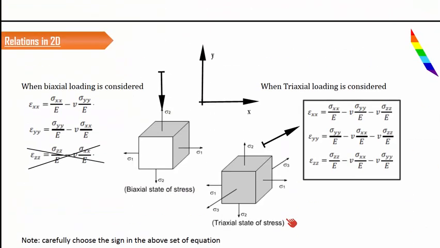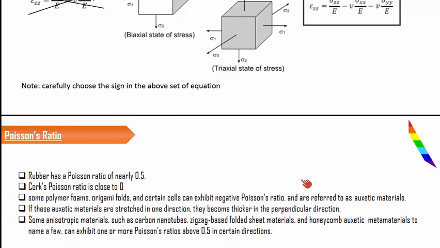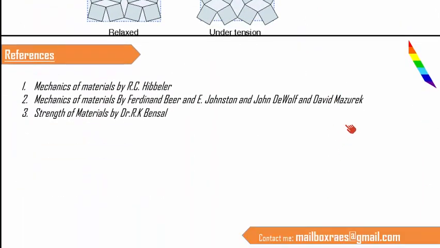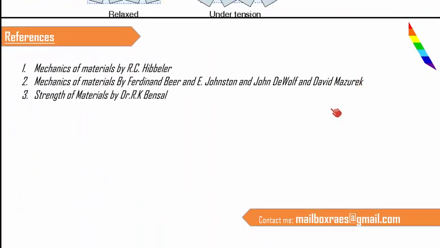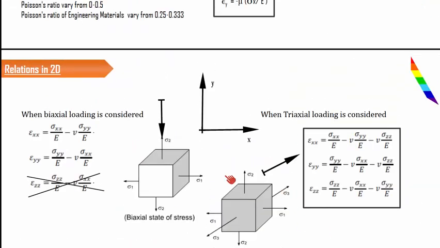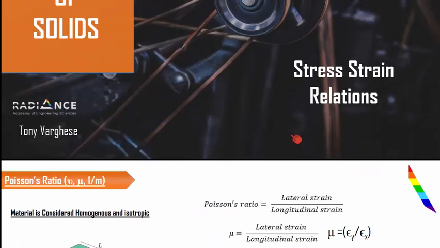And more important is the relationship in 2-dimension and 3-dimension. Here you have to pay more attention in writing down the equations. We will solve some more questions using these relations. So that is how you have to learn and understand the Poisson relations. So kindly go through this relation and understand it.